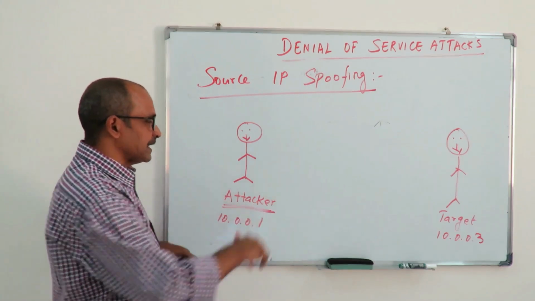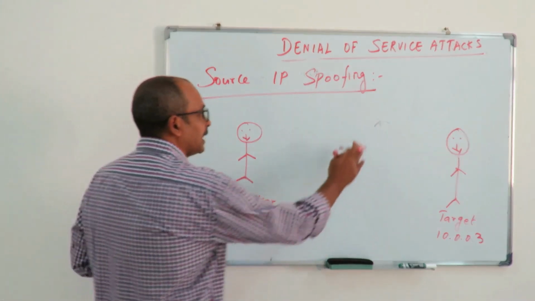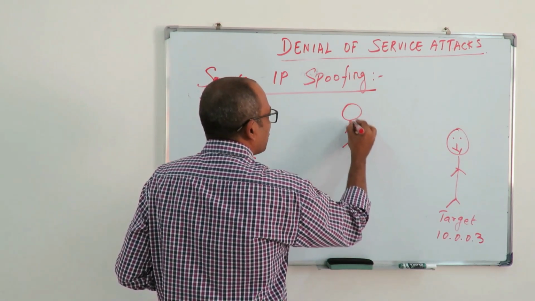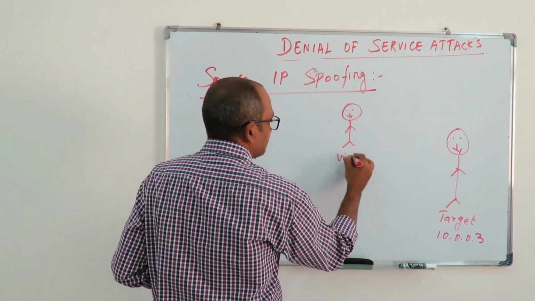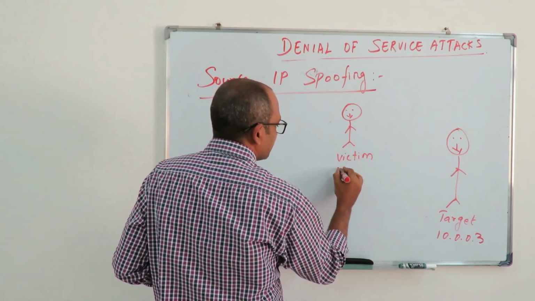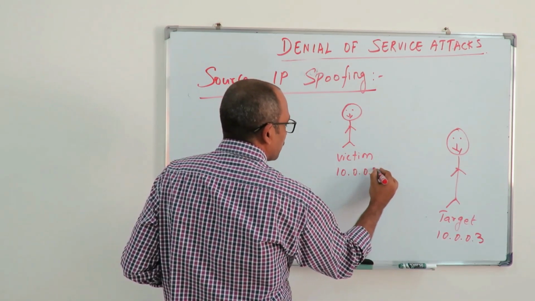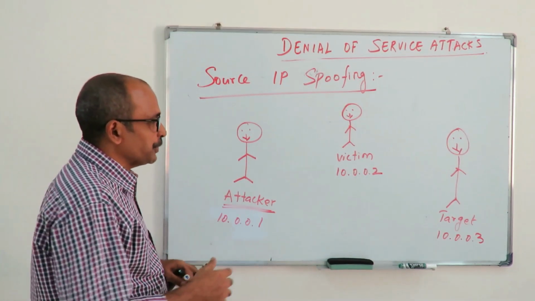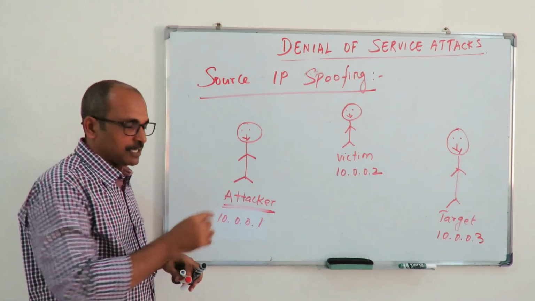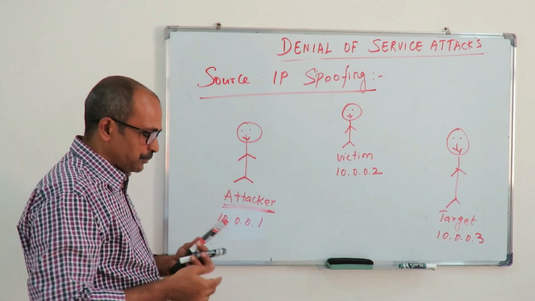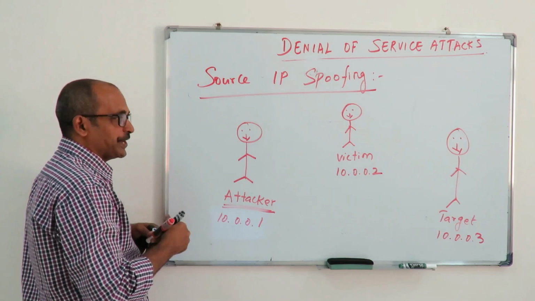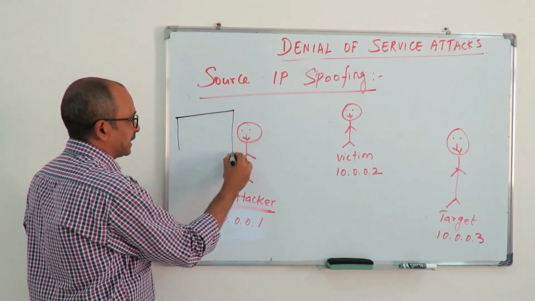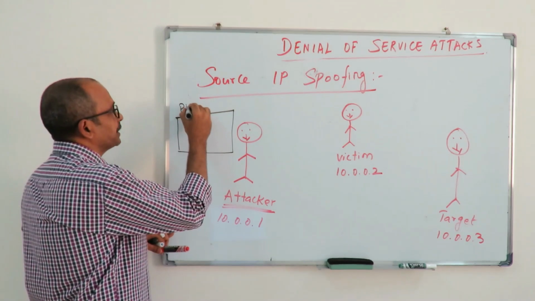Now, in between the attacker and target, I am going to have a third person, whom I am going to name the victim. His IP address, for example, is 10.0.0.2. Now, I am going to explain the source IP spoofing concept using this scenario. Our attacker is going to generate a packet. For example, a ping packet.